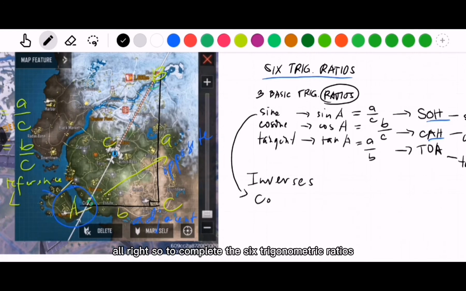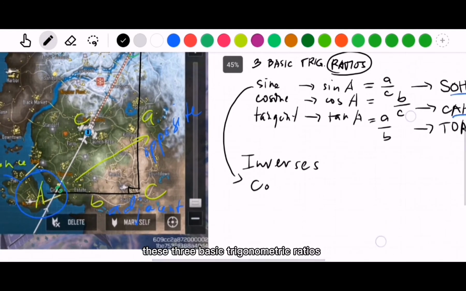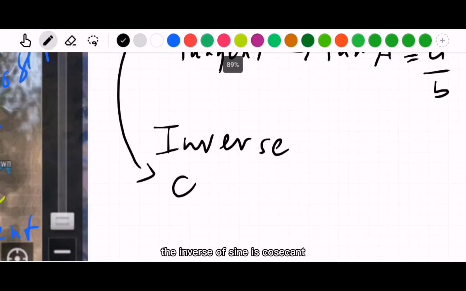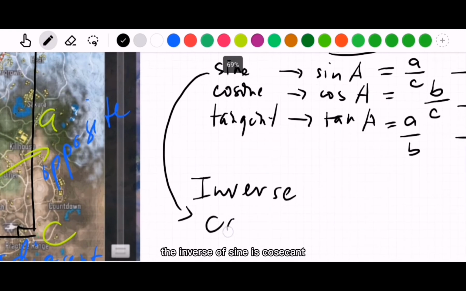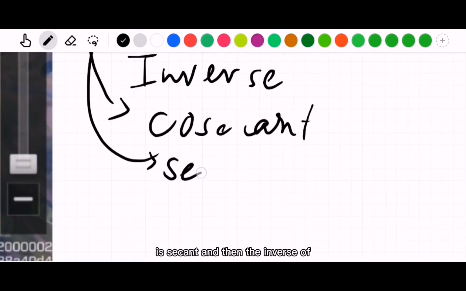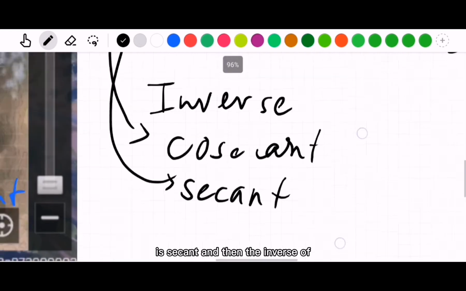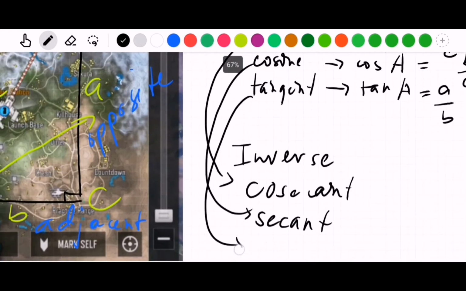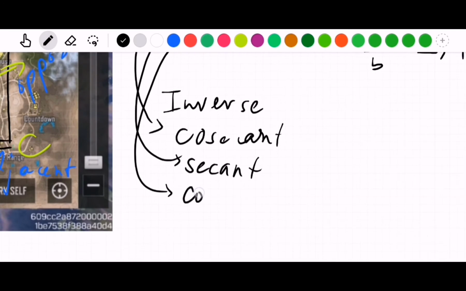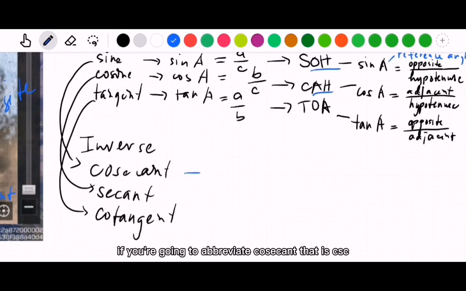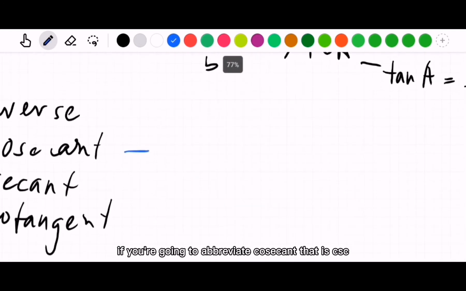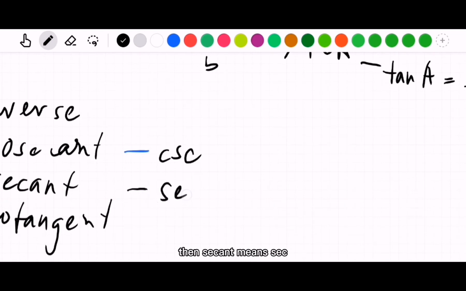Alright, so to complete the 6 trigonometric ratios, these 3 basic trigonometric ratios actually have inverses. The inverse of sine is cosecant. The inverse of cosine is secant. And the inverse of tangent is cotangent. If you're going to abbreviate cosecant, that is CSC, then secant is sec, and cotangent is cot.